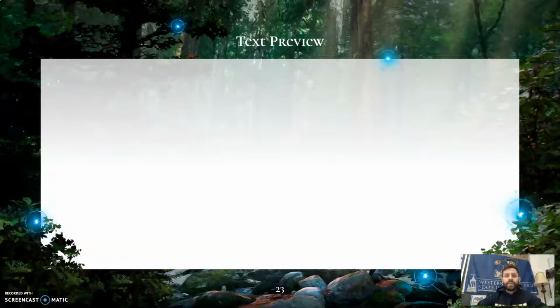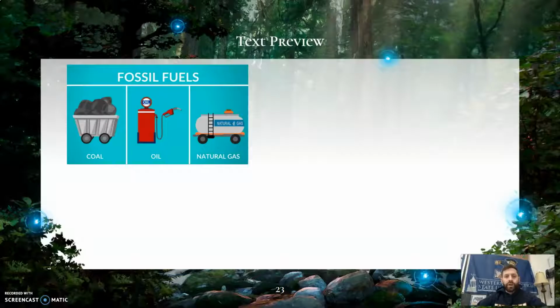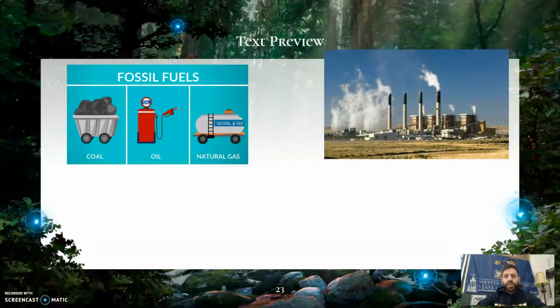Now, a quick preview for the text. Here's kind of what this text is about today. He's going to start off by talking about fossil fuels, coal, oil, and natural gas. These are the things that we put into our cars, that we use to power our power stations, that charge everything from our homes, our lights, our computers, our refrigerators, our phones, everything.